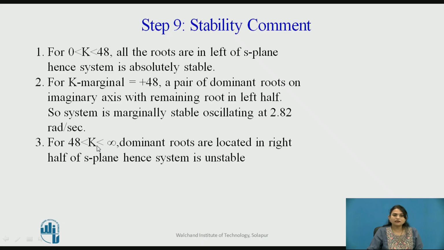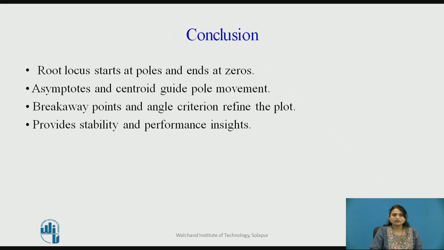And when the k value is greater than 48 and less than infinity, dominant roots are located in the right half of the S plane, so the system will be unstable. So here we have calculated the stability analysis of the given transfer function. Conclusion: root locus starts at the poles and aims at the zeros, and asymptotes and centroid guide pole movement. Here breakaway points and angle criteria refine the plot, and it will provide stability and performance insights.